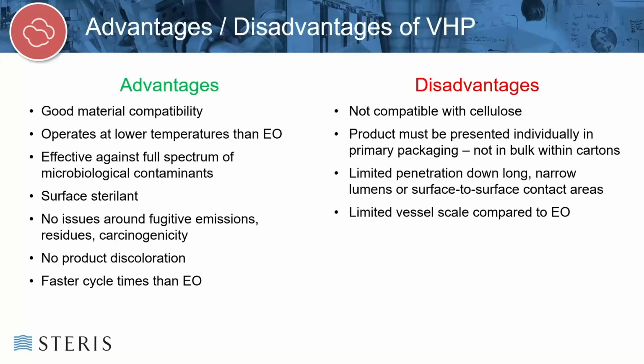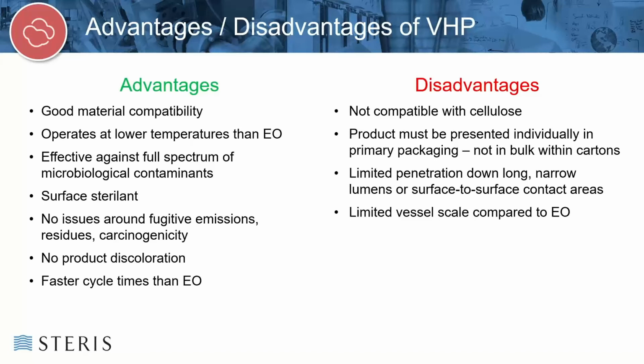As hydrogen peroxide breaks down into water vapor and oxygen, we have no issues around fugitive emissions or carcinogenicity, and we always make sure that any residues are kept within our set acceptance limits. When we process with vaporized hydrogen peroxide, there's no problems then with material discoloration or other cosmetic effects such as brittleness, and we have much faster cycle times using VHP than you'd see with ethylene oxide. So an ethylene oxide cycle could be anything from 20 hours plus, whereas, as I said, a typical VHP cycle is between 3 and 6 hours long.